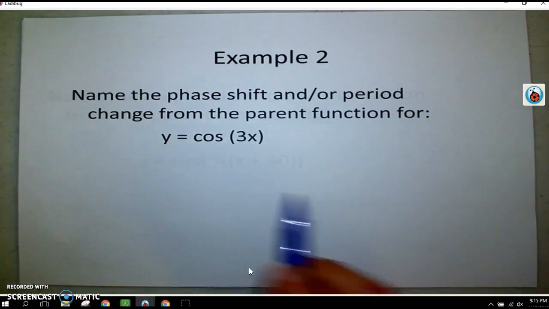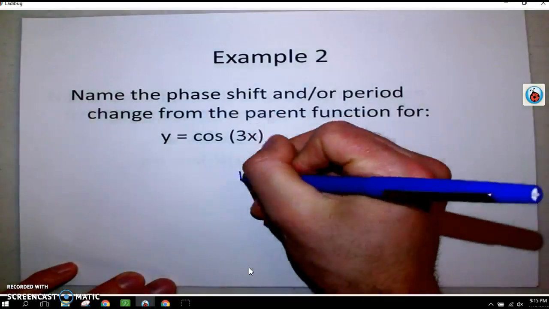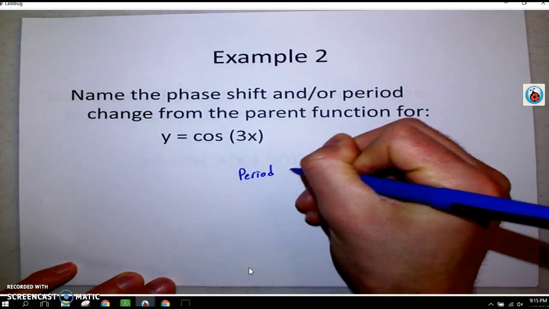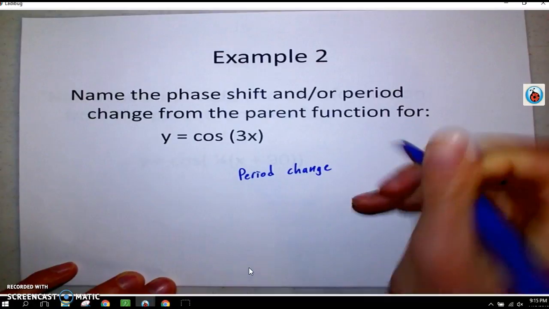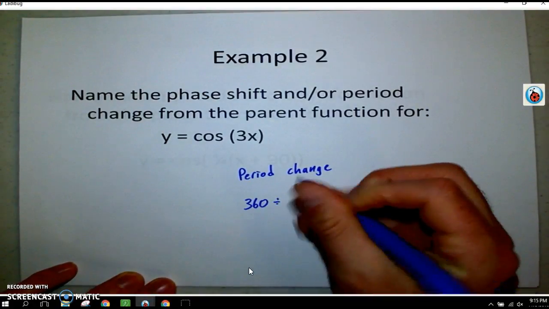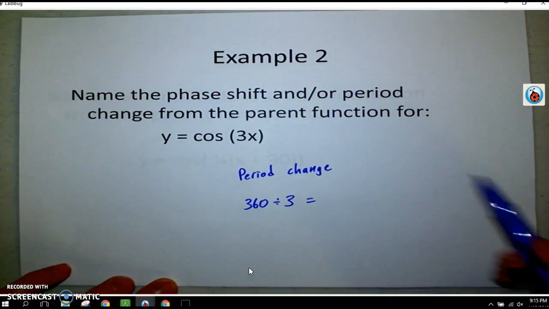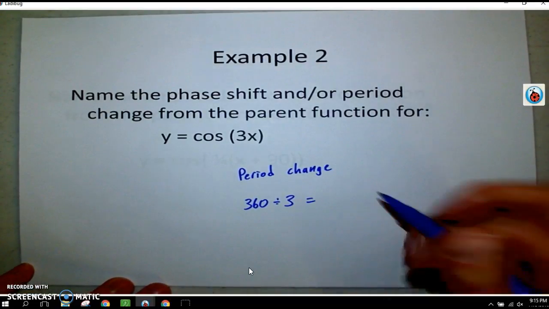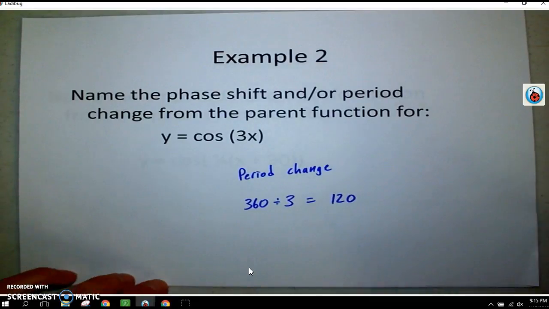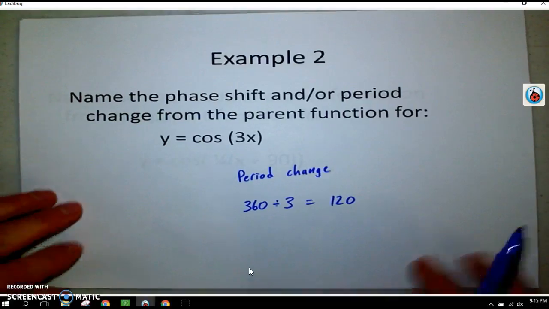In my next example, I've got cosine of 3 times x. So this is going to be a period change. And in order to find that new period, I will do 360 divided by that value of 3. And 360 divided by 3 is going to give us a value of 120. So my new period would be 120, a much shorter cycle.